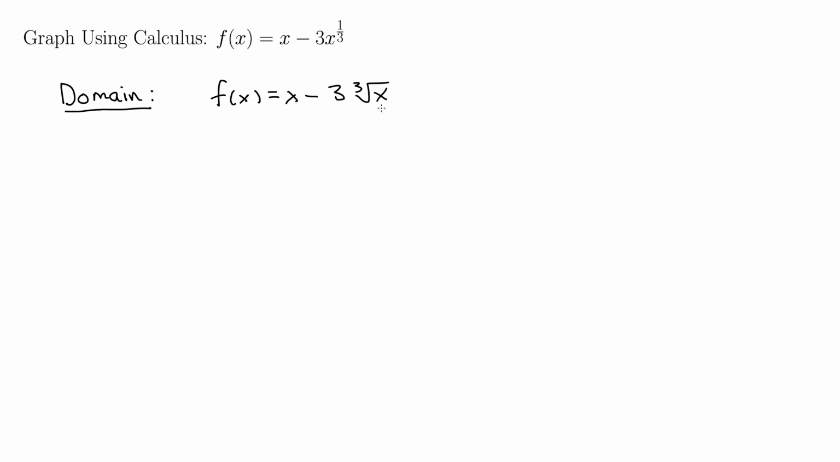We could put in 0 for x. We could put in negative numbers for x. All of those x's are acceptable, so the domain is all real numbers, which we'll write as negative infinity to infinity. Next, let's take a look at symmetry.